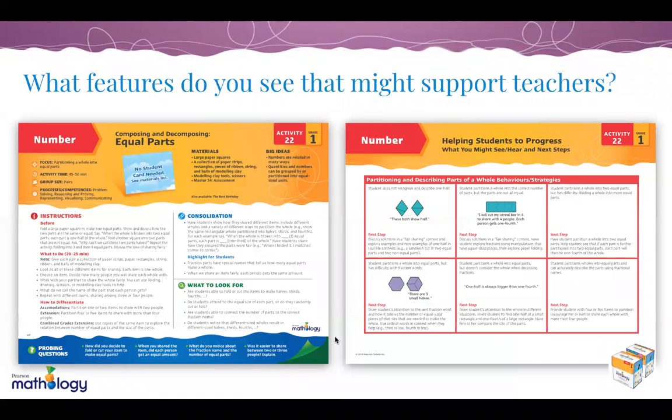So these materials come from one of our grade 1 activities, and this is an example of one of our teacher cards. On the left side, you see the teacher instructions, things like the before and the what to do, and some consolidation. And on the very back, you're going to see some of the visual cues or some of the suggestions for what you might see or hear and some next steps. So thinking about these features, what do you see that might support you as a teacher in your own practice? I'm going to give you a few minutes to think about that, and we'll come right back.